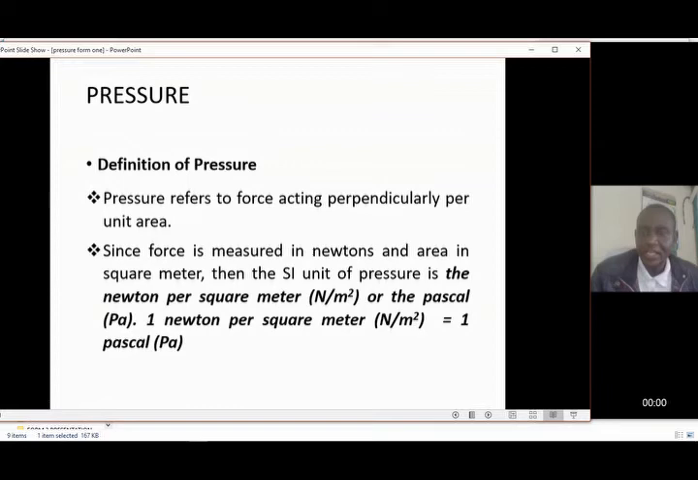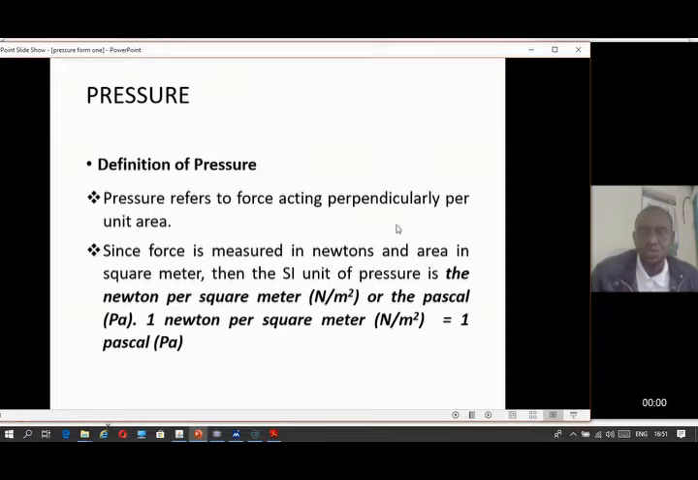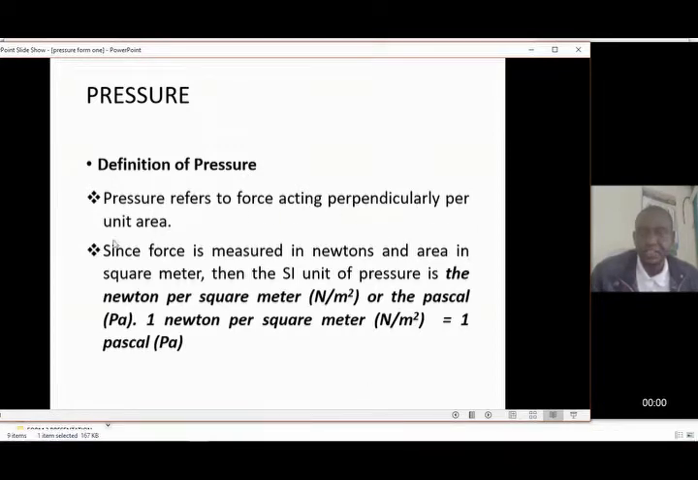Pressure. What is the definition of pressure? Pressure refers to force acting perpendicularly per unit area. The word perpendicularly can also be replaced with normally. So pressure refers to force acting normally per unit area.